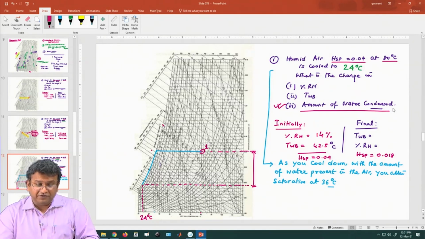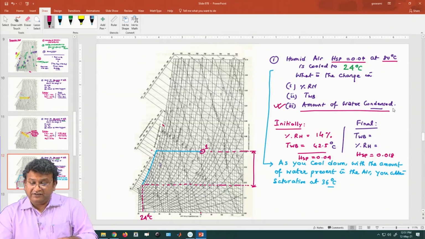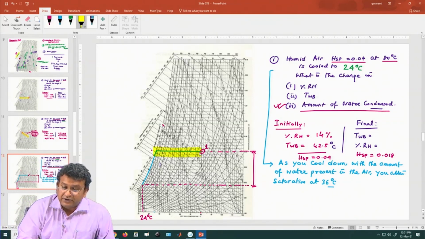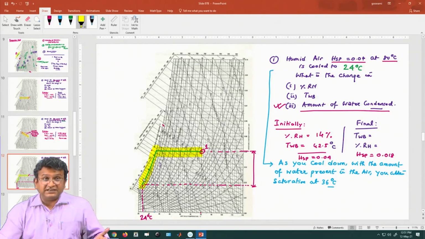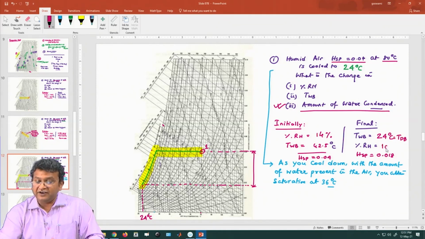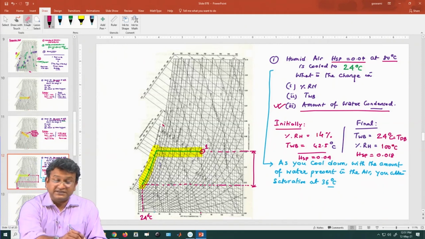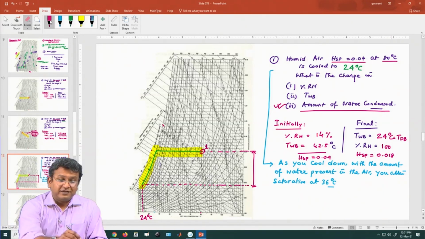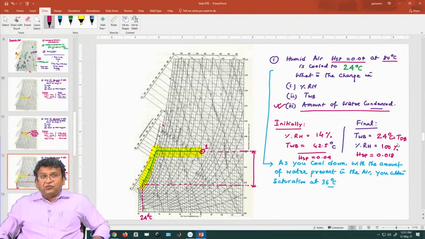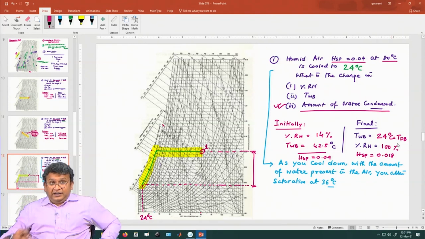More importantly, what about the final condition? Your final dry bulb temperature is given as 24 degrees centigrade, but now you realize that the air is saturated. So, the dry bulb temperature and the wet bulb temperature are going to be the same. The dry bulb temperature is equal to 24 degrees centigrade, and of course this happens at a relative humidity of 100%. So, now I guess all of you can understand the physics of dew formation in the early morning in winters.